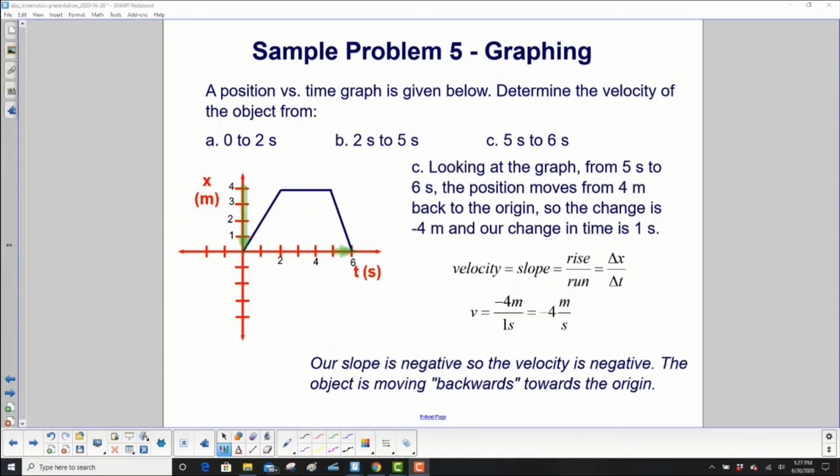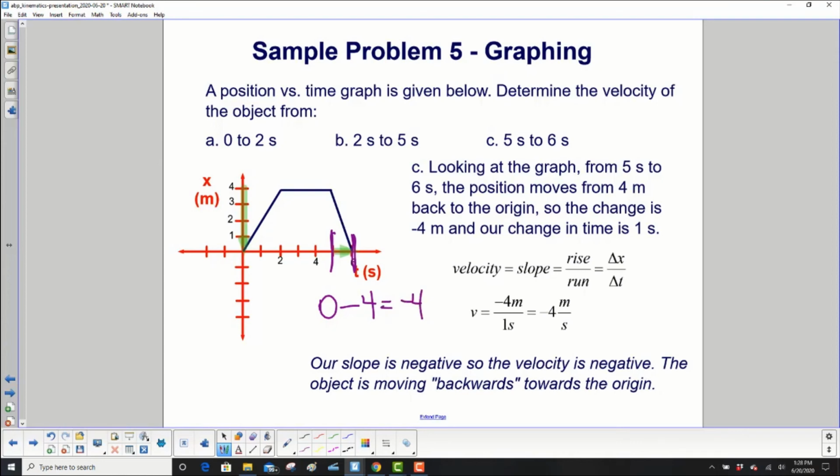Now we want to go from 5 seconds to 6 seconds. So that's this point here to this point here. The position moves from 4 meters back to the origin. So the change is negative 4 meters, right? The final position is going to be 0 minus the initial 4. So that's minus 4 meters. So we're moving back to where we started from. The change in time is 1 second.